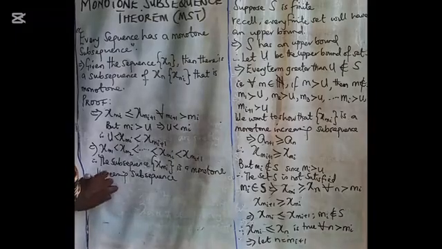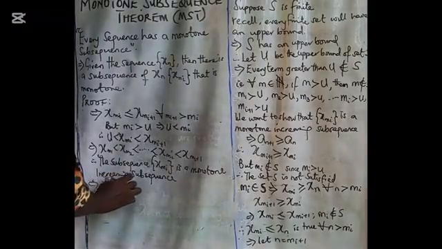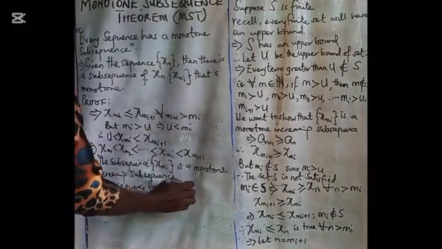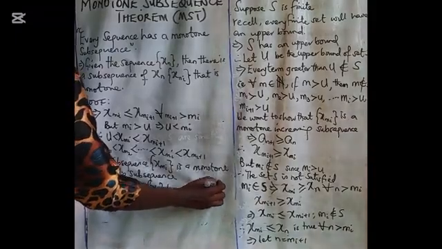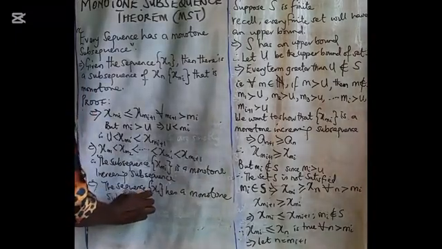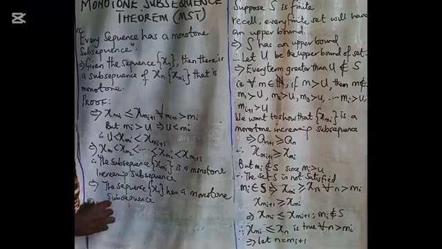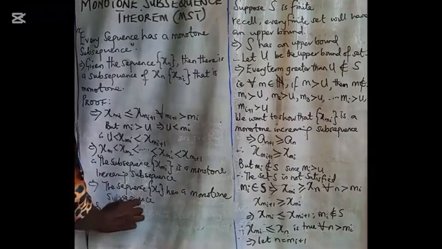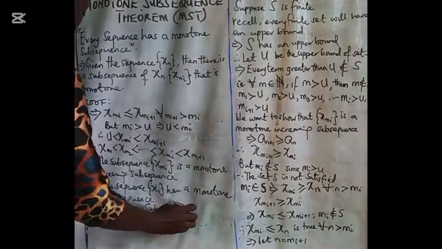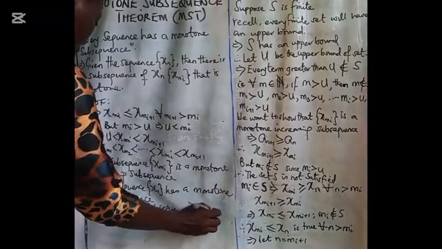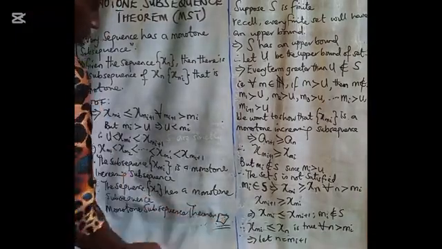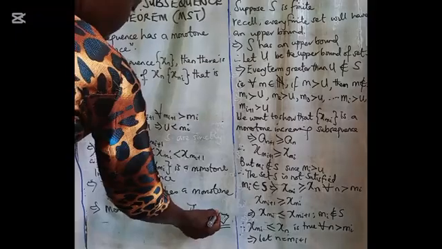Increasing subsequence. And that implies that the sequence x of n has a monotone subsequence. And that is the proving of the monotone subsequence theorem. That's the proving of the monotone subsequence theorem.